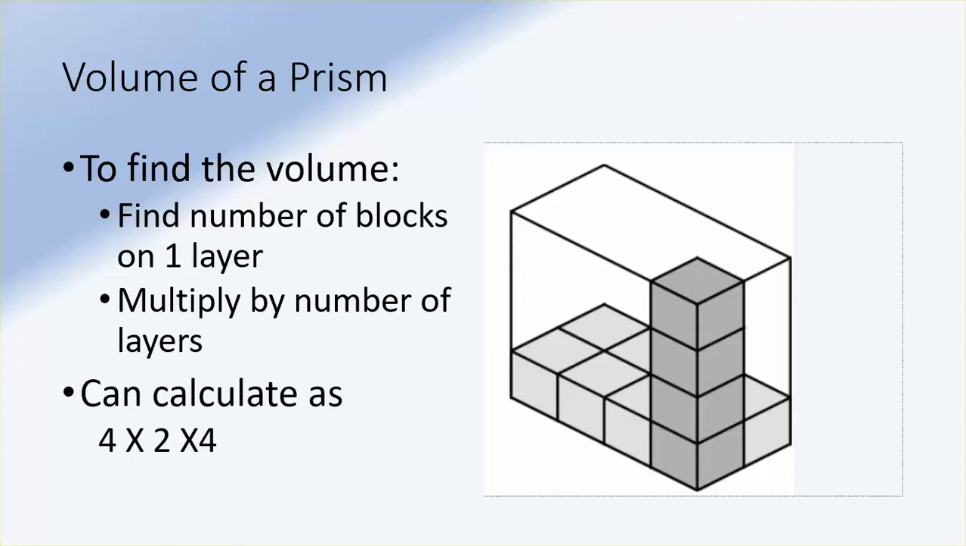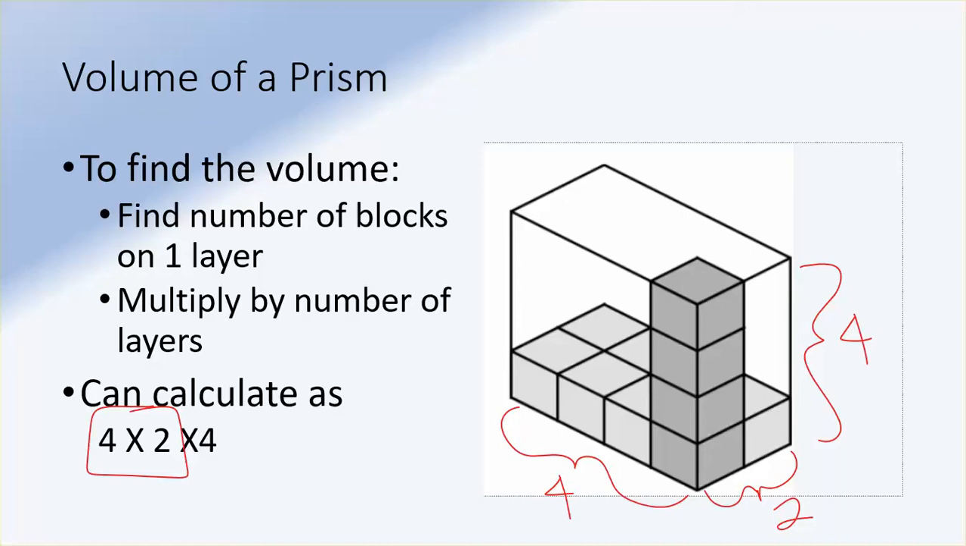Now we broke that down and did that in individual steps. However, think about how we could have done this as one multiplication problem. Well, to count my bottom layer, I found that there were 4 this way and 2 that way. So my bottom layer was 4 times 2. Then I took and multiplied that by the number of layers. So I multiplied it by 4. So I could have just done 4 times 2 times 4 to find the volume.